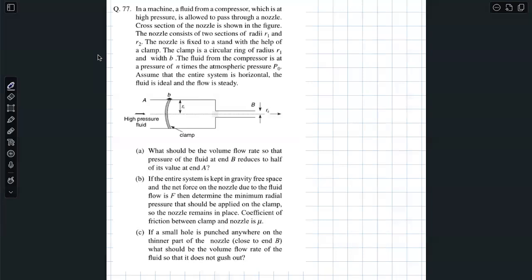Everyone try this. In a machine, a fluid from a compressor which is at high pressure is allowed to pass through a nozzle. This is the nozzle. Cross section of the nozzle is shown in the figure. The nozzle consists of 2 sections, radii R1 and R2 respectively. Nozzle is fixed to a stand with the help of a clamp. No issues, it won't move. The fluid from the compressor is at a pressure of n times the atmospheric pressure.